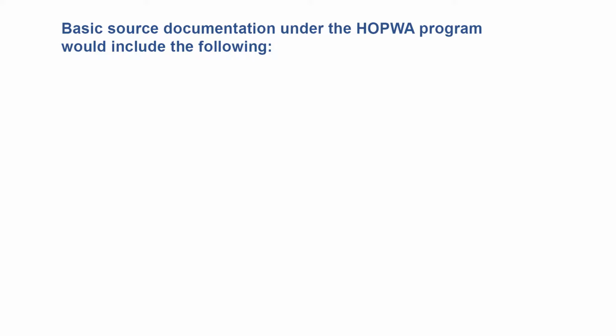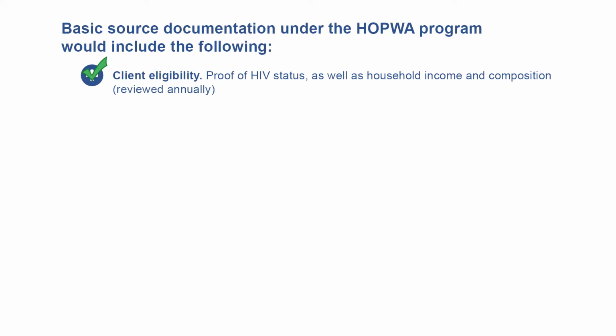Adequate documentation will vary depending on the specific HOPWA activity. Basic documentation examples for the HOPWA program are provided here as an overall illustration. For client eligibility, required documentation includes proof of HIV status, as well as household income and composition.